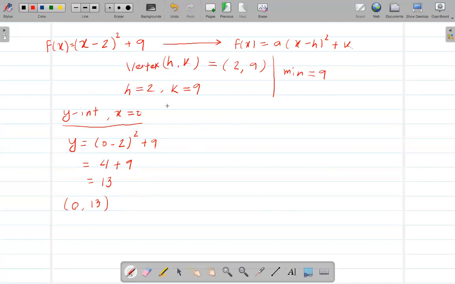Similarly, to find the x-intercept, we say y equals 0. So if y equals 0, or f of x equals 0, we get this equal to 0, because whether I write 0 here or here, it doesn't make a difference. Still, this is equal to 0. Now we're trying to find the value of x.